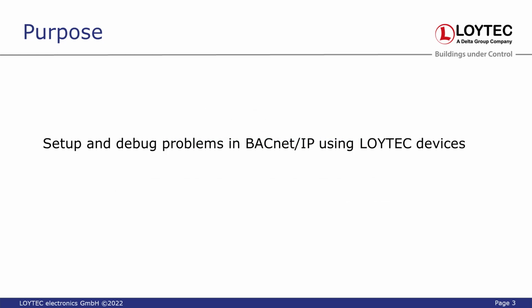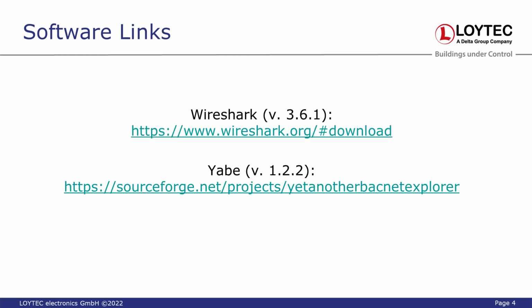The purpose of this LSTT is to learn how to correctly set up and debug certain BACnet functionalities using our LOYTEC devices. To do so, we're going to use these additional software tools. The first one would be Wireshark, which can be downloaded under the following link. And the second one is called YABE, which is an abbreviation for Yet Another BACnet Explorer, and it can be downloaded under this link.